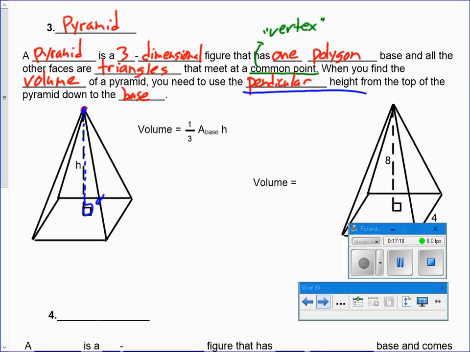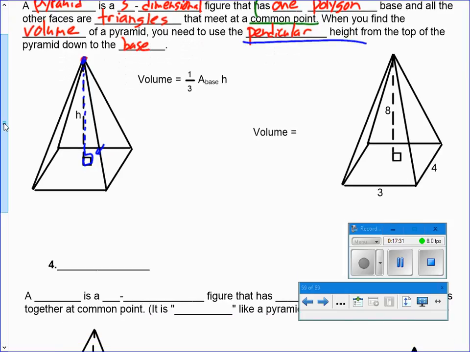So our volume formula for a pyramid is the same as the volume for a prism. We just multiply by 1/3 is the only extra thing on there. So if we look at our example problem over here to the right, it's 1/3 area of the base times the height. Here we find the area of the base, 3 by 4, so this area down here is 12. So I'd multiply 1/3 times 12 times 8. 1/3 times 12 would be 4, and 4 times 8 is 32.